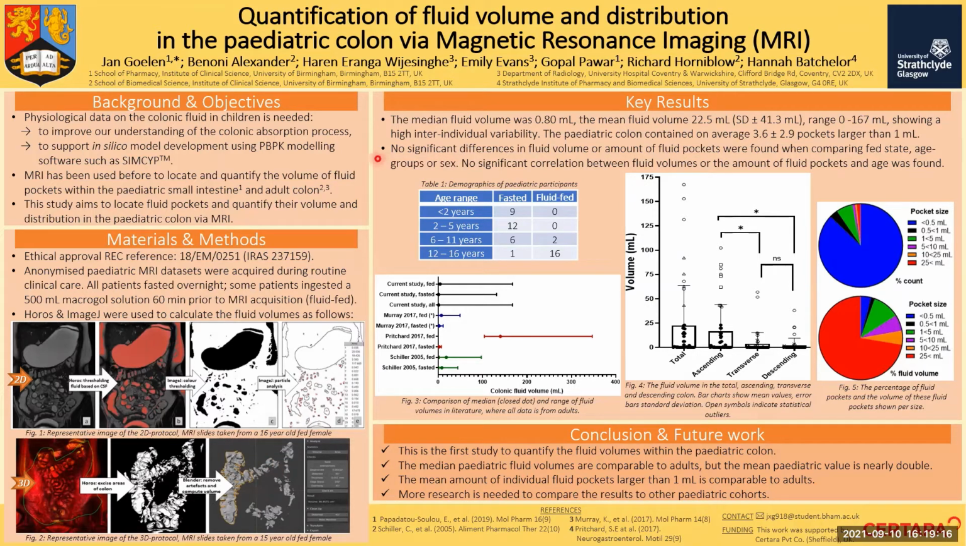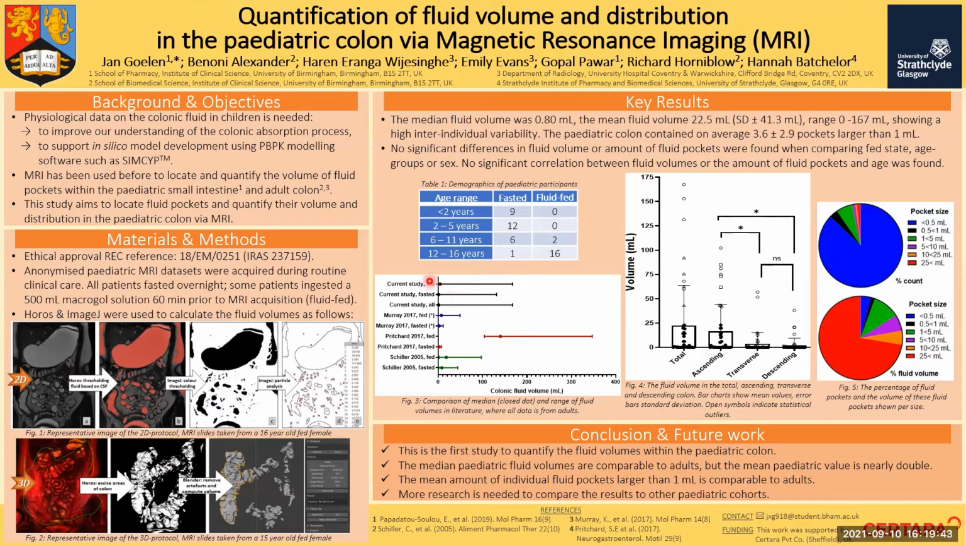Then for results, we found that the median fluid volume in the colon was 0.8 ml, whereas the mean fluid volume was 22.5 ml. So this shows that the data is not normally distributed. We also observed a very big inter-individual variability, ranging from 0 ml to 167 ml, which is also observed in adults, as you can see in this figure.